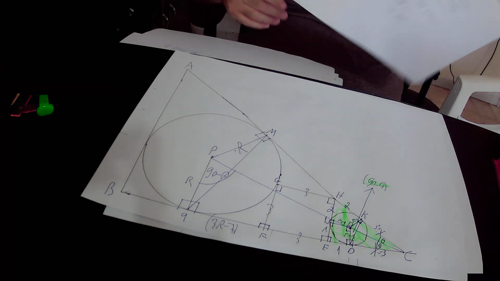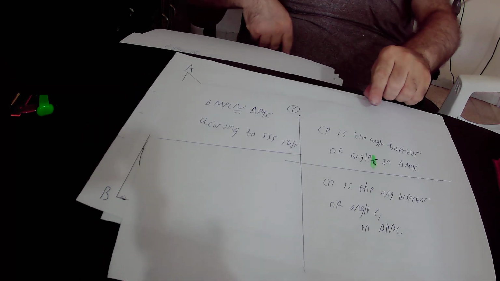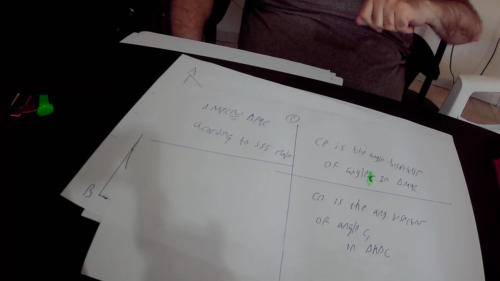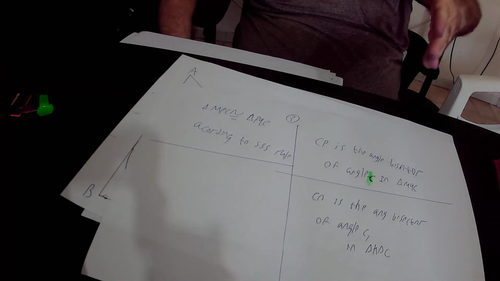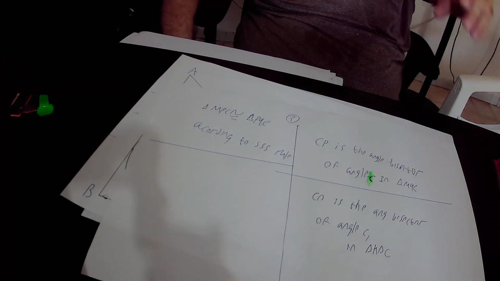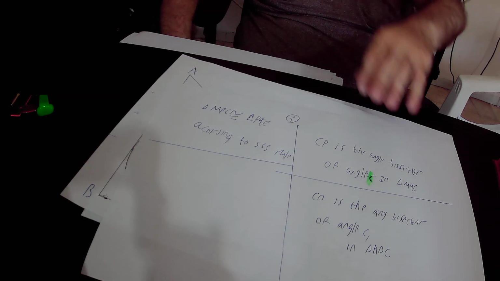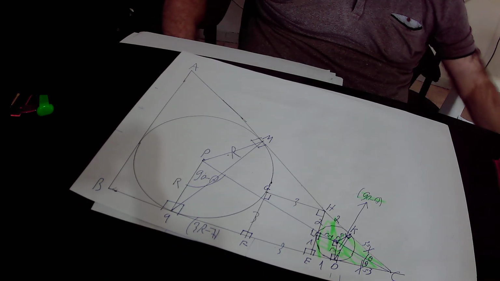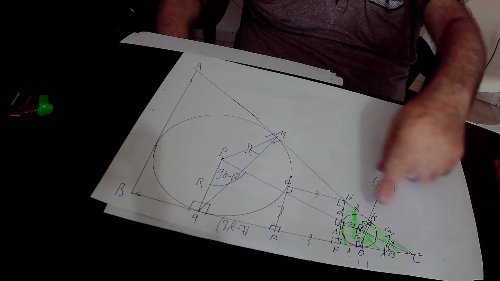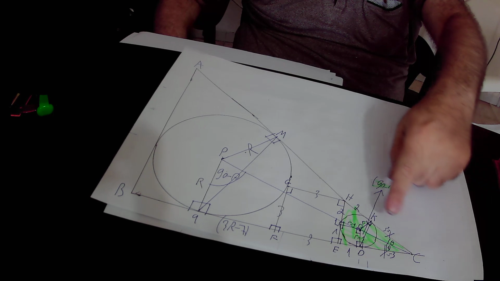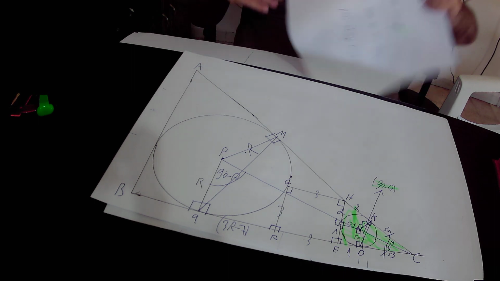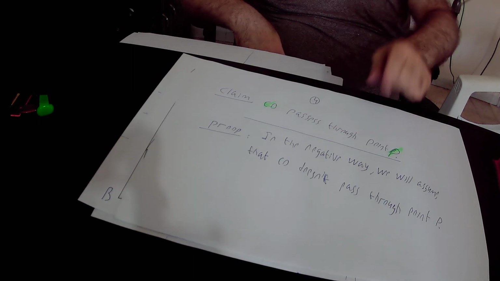So I repeat again. CP is the angle bisector of angle C in triangle MQC. And we have already found out that CO is also the angle bisector of angle C. So actually, angle C has two angle bisectors, CP and CO. And then we have a claim here that the angle bisector CO passes through point P.